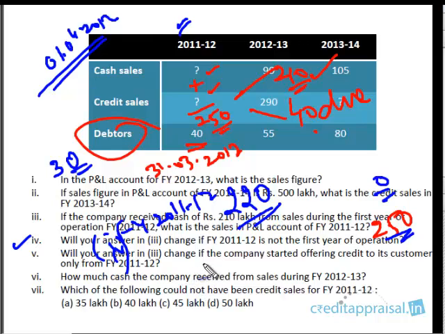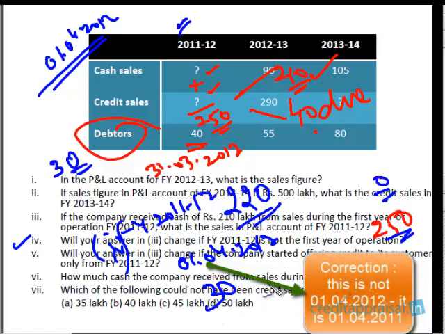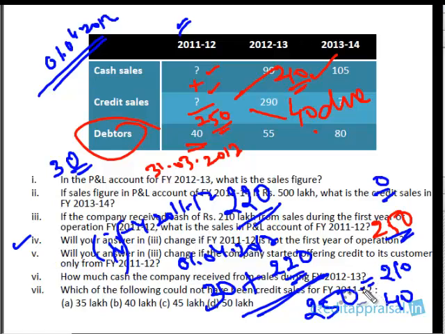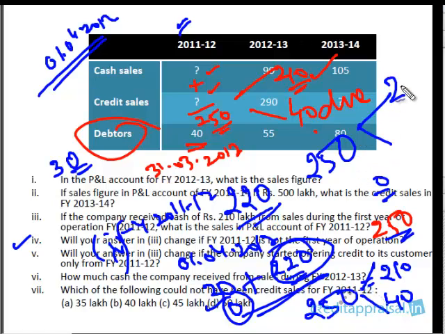I'll tell you why. At the beginning of the year, that is as on 1/4/2012, we are assuming that the debtors is 30. The company has also made some sale during this year which we don't know, which we are saying is 220, right? So during this year the company should have actually received cash of 250, right? But the question is saying the company received cash of only 210 and 40 is the debtor. Our answer has changed to 220 because earlier we had opening debtors of 0. Then we said because the company had made a total sale of 250, it received cash of 210 lakhs and debtors was 40, right?